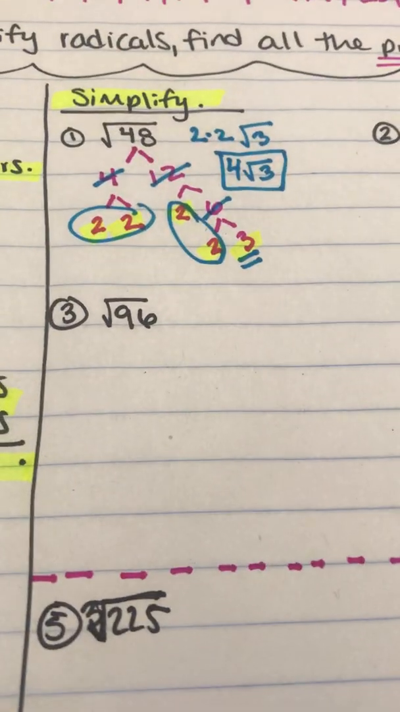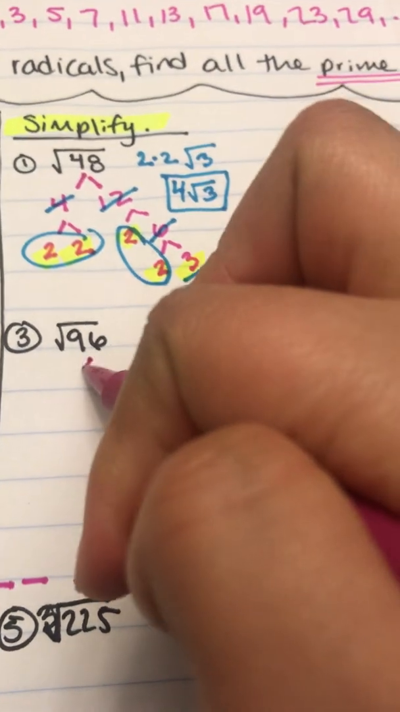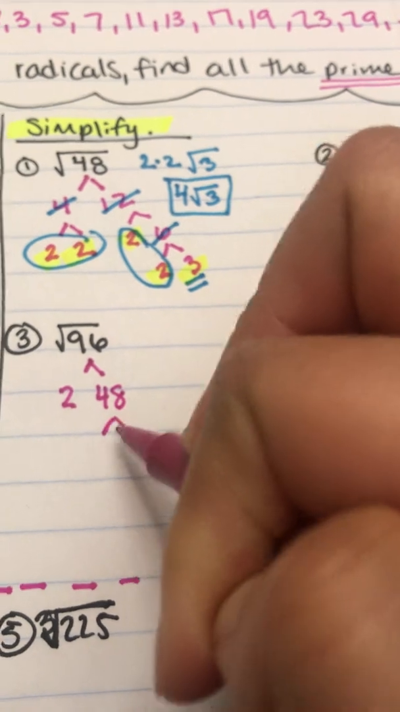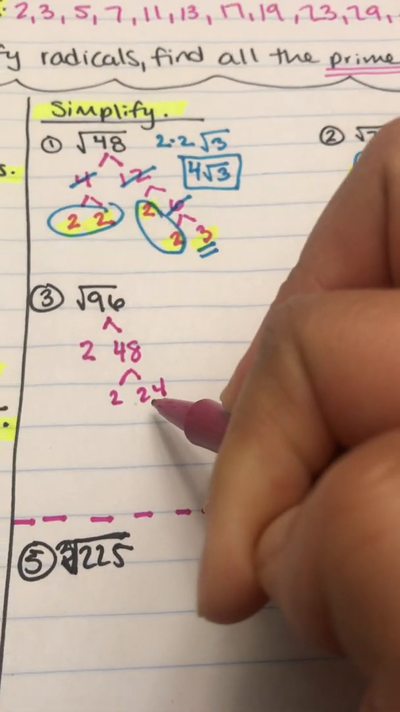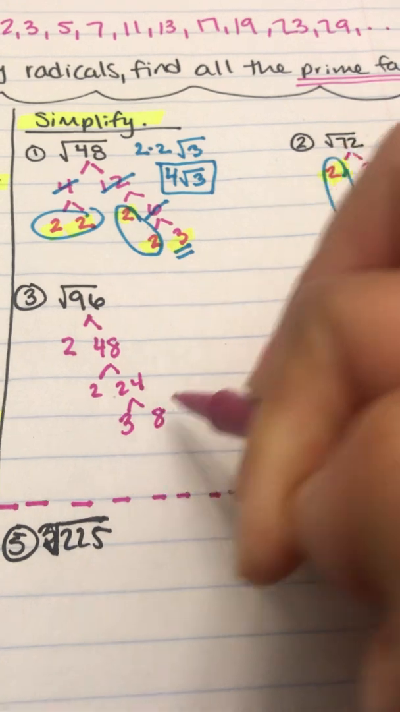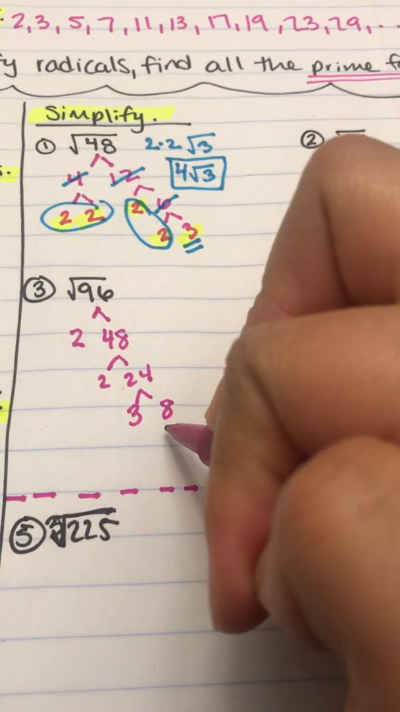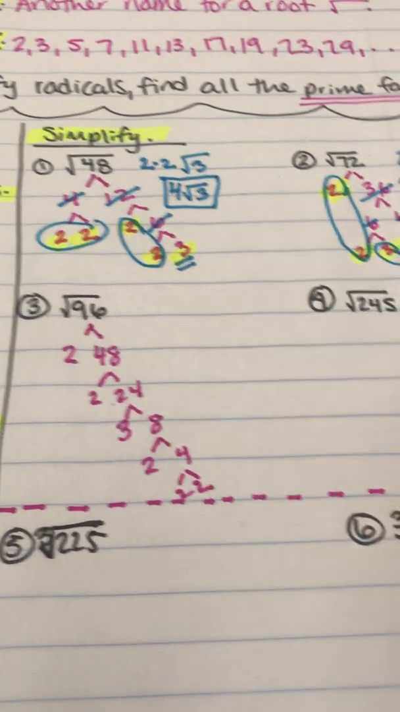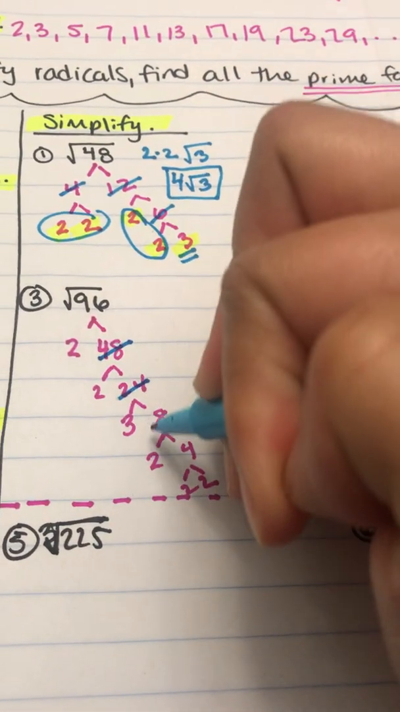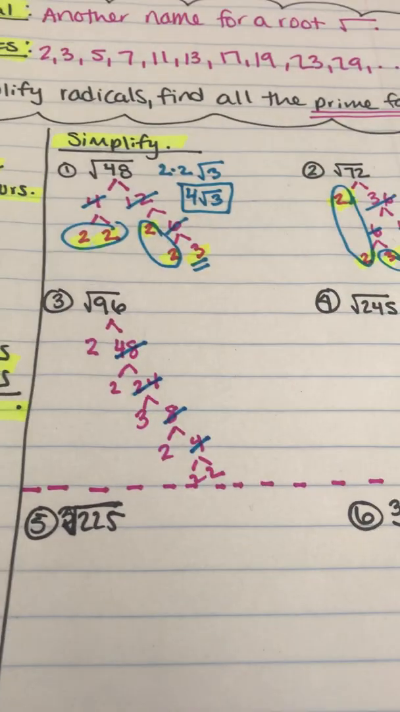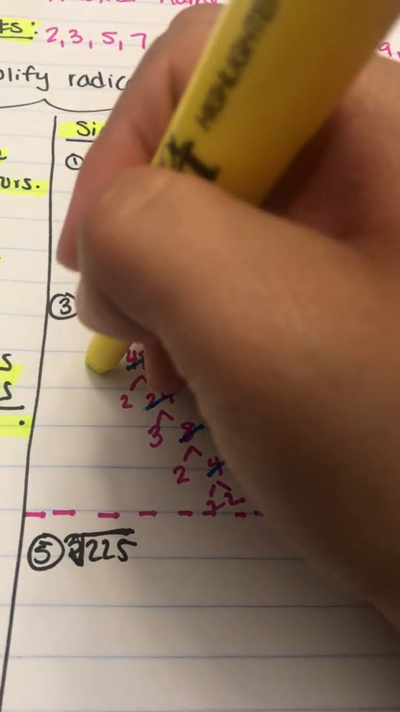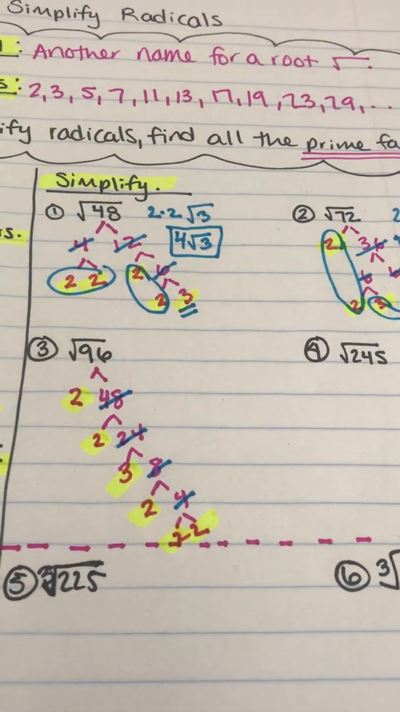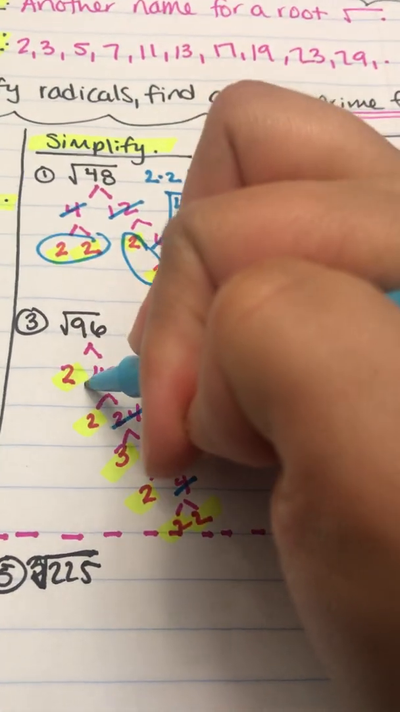Let's try square root of 96. For square root of 96, we could do 2 times 48. 48 is 2 and 24. 24 could be 3 times 8 or 2 and 12, whatever comes to mind first. 8 is 2, 4, and 4 is 2, 2. Again, I'm only looking at my prime numbers, so I'm going to scratch out the bigger numbers here. I'm only looking at the ones that are prime, like 2, 3, and the other 2's. And now I take out pairs. So here I have a pair of 2's.